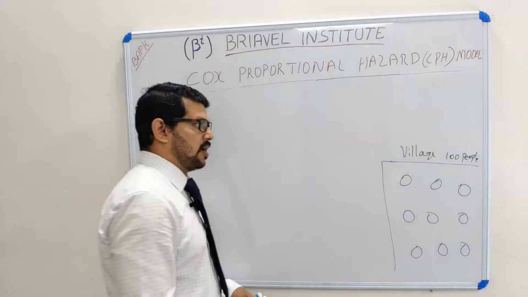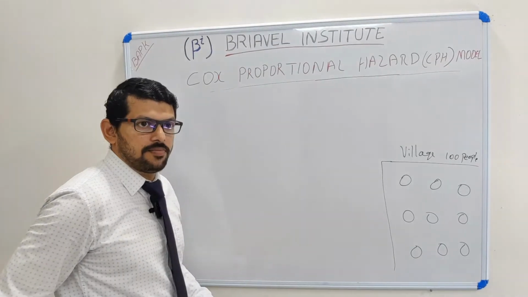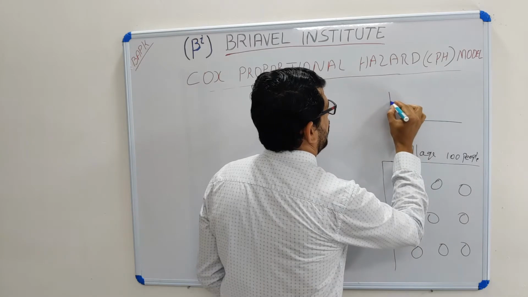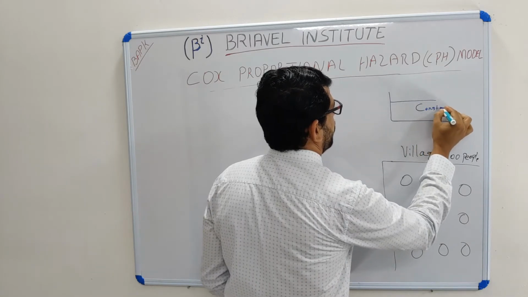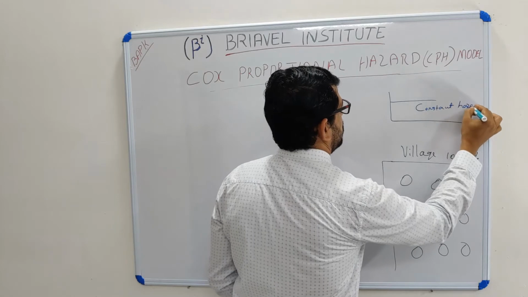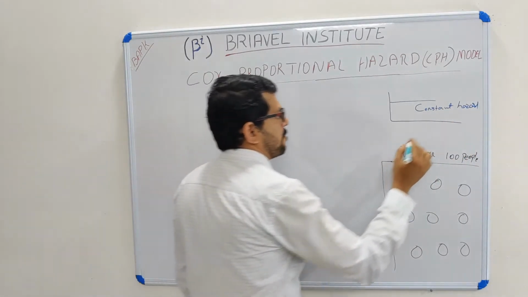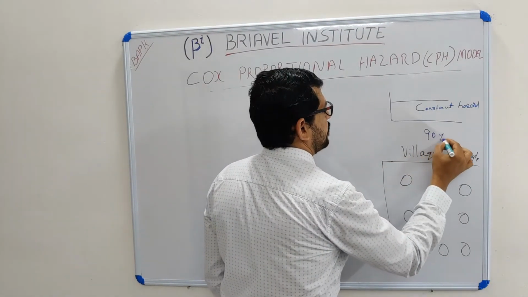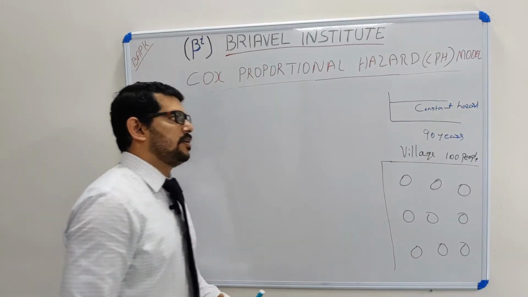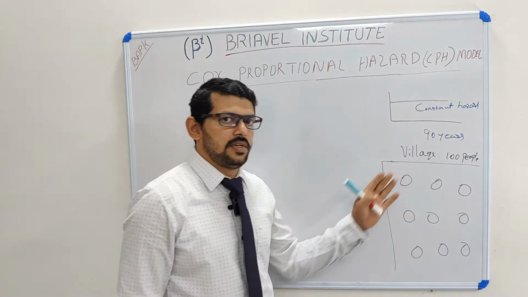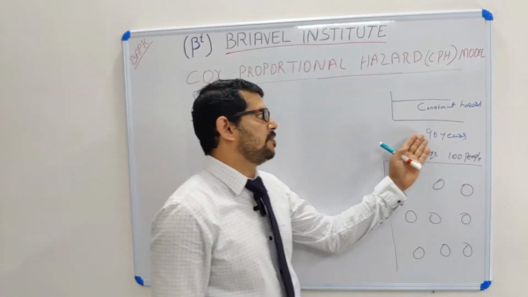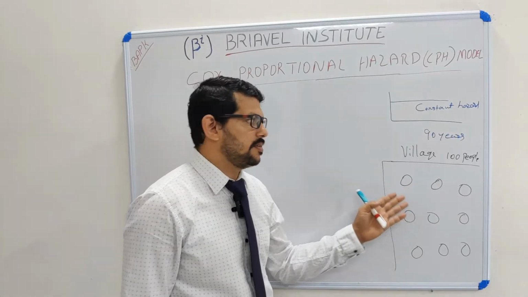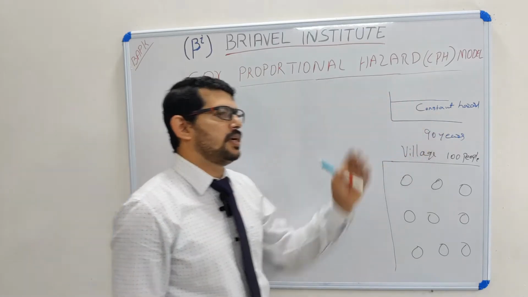In my survey, I understood all people are living very happily and are healthy. So I thought the hazard rate is constant, and these people will live up to 90 years. If there is a death, it may be due to an accident only. In my survey, I did not ask about any other conditions, so I thought these people will live up to 90 years.